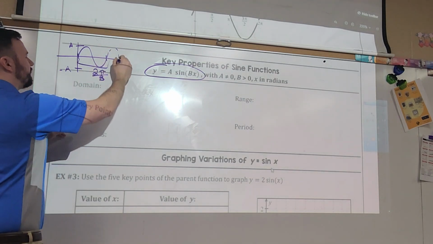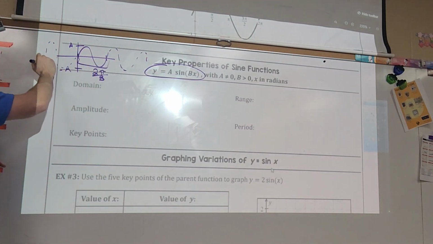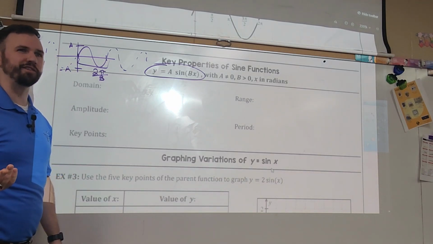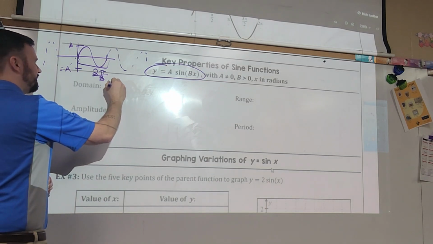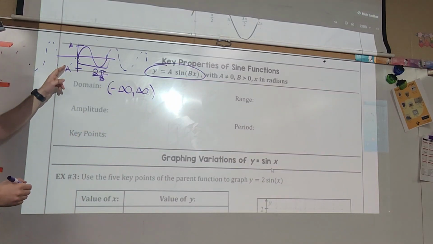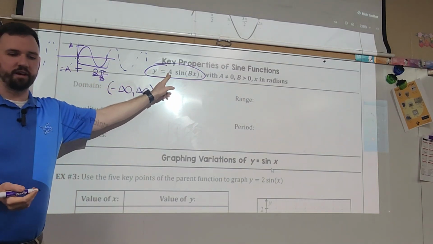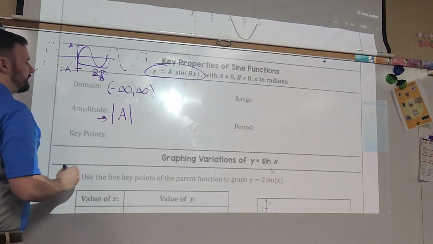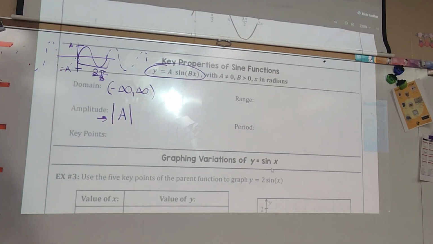But what's my domain of a sine function? Does it go forever in both directions? Yeah, it does. All periodic functions have to have a domain of all real numbers, right? Or else they wouldn't be periodic. So it'd be negative infinity to infinity. What's my amplitude on this beast? It's whatever A is, right? Not just A, I'm going to do absolute value of A, right? Because if I put a negative in front, does that change my amplitude or is it going to flip it? It flips it, right? So amplitude is always positive because it's a length.